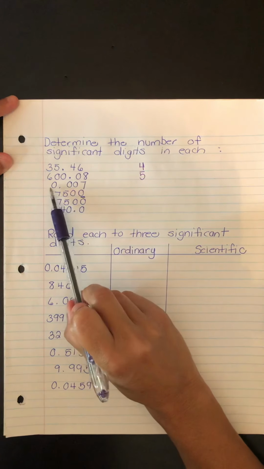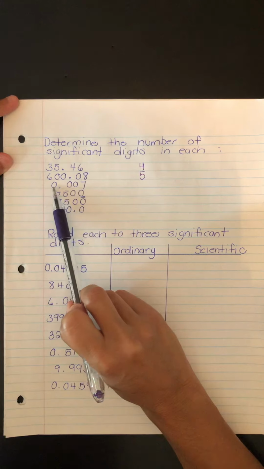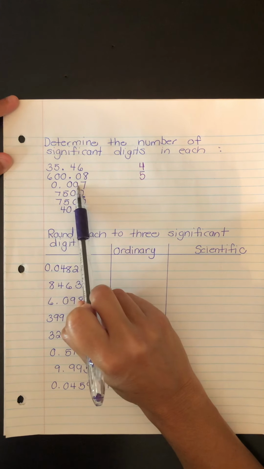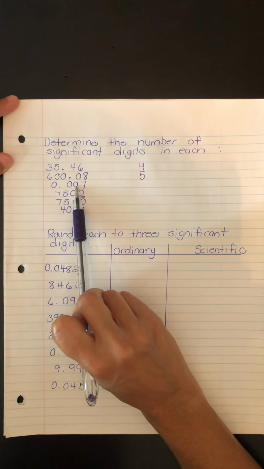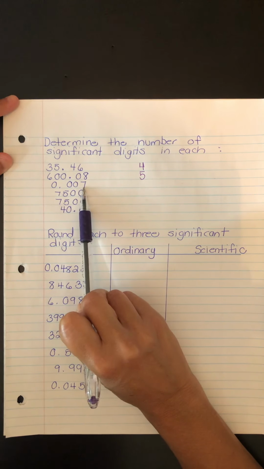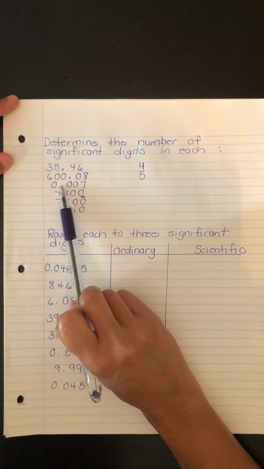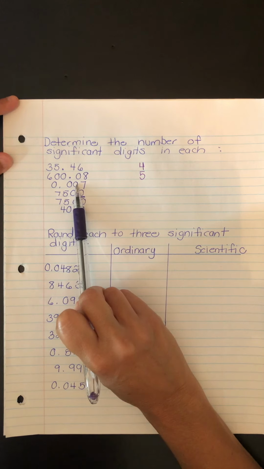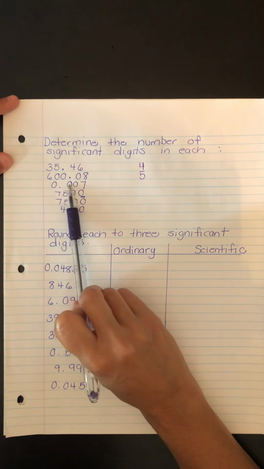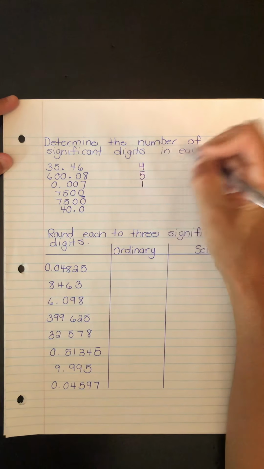Okay, let's look at this number, 0.007. Now, all 3 of these zeros are leading zeros because they all come first before this first non-zero digit. So they are all called leading zeros, and therefore none of them are significant. That's rule 3. Leading zeros are not significant. So we have only one significant digit there.